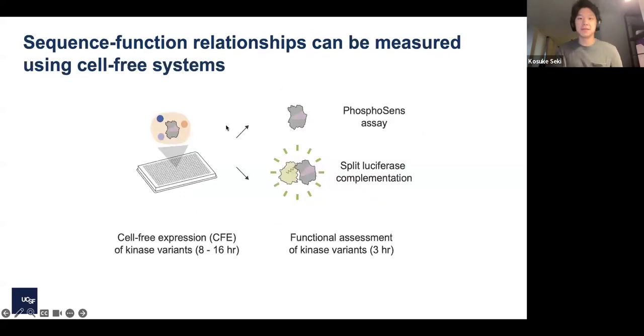And so, when we do these measurements, we not only measure activity like we did before, but we also measure expression level through this assay called split luciferase complementation. I don't want to get too much into the details, but what this does is that we can now measure the concentration of the enzyme within each reaction. And so we can measure the activity per enzyme. That gives us a specific activity, which gives us the intrinsic activity level of each enzyme.